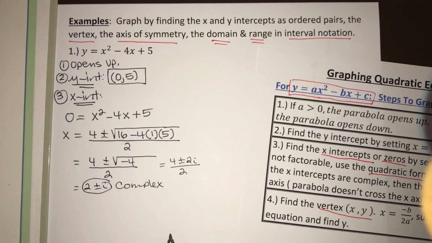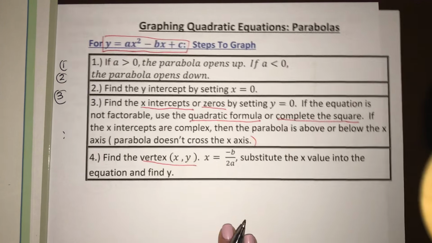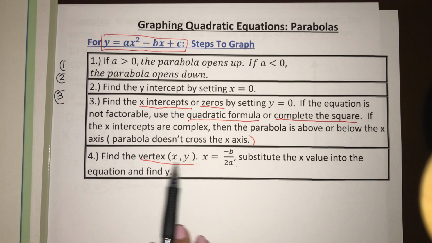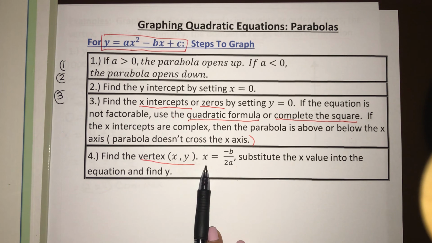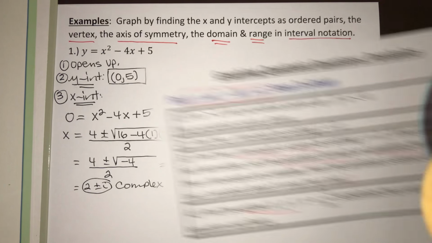So there are no real x-intercepts. Last step, find the vertex. Again, vertex is an ordered pair. I have this formula here for the x-intercept, which I will use.